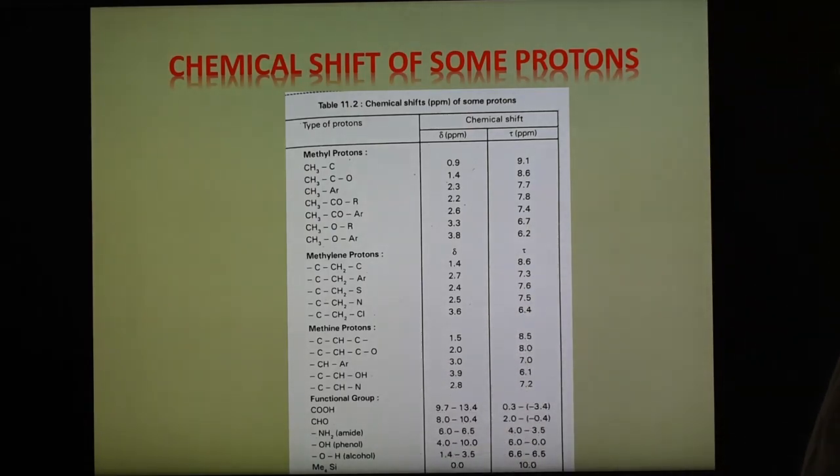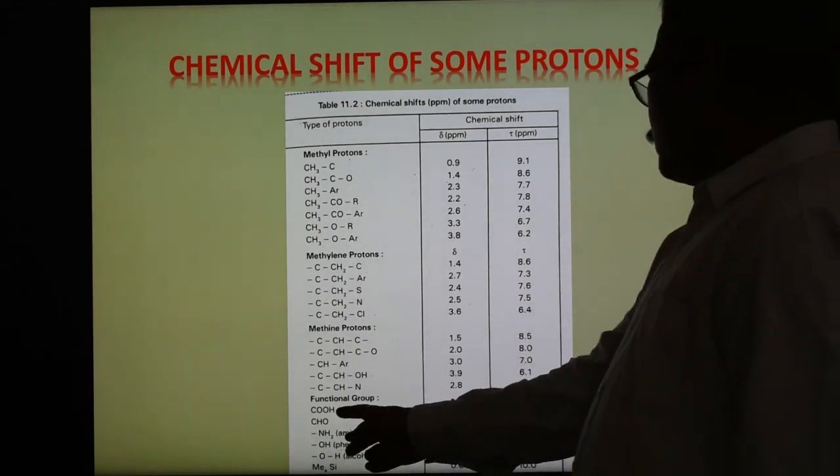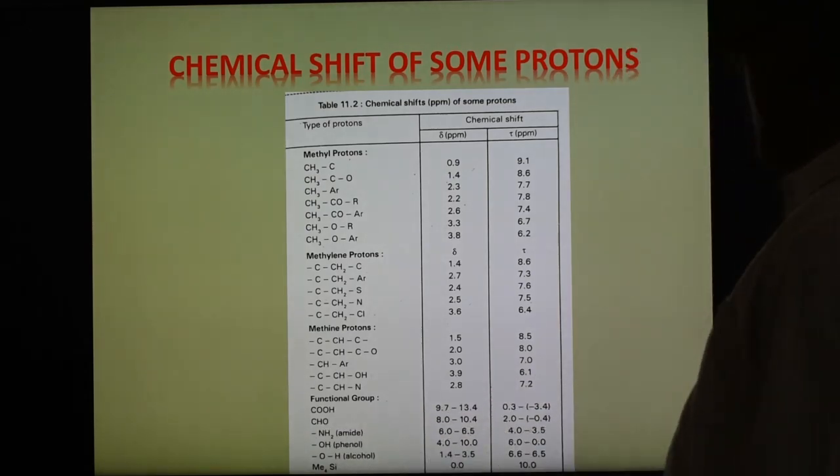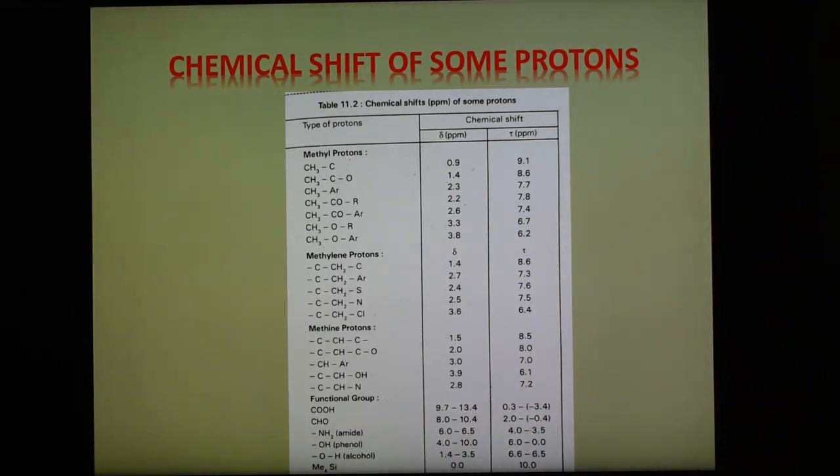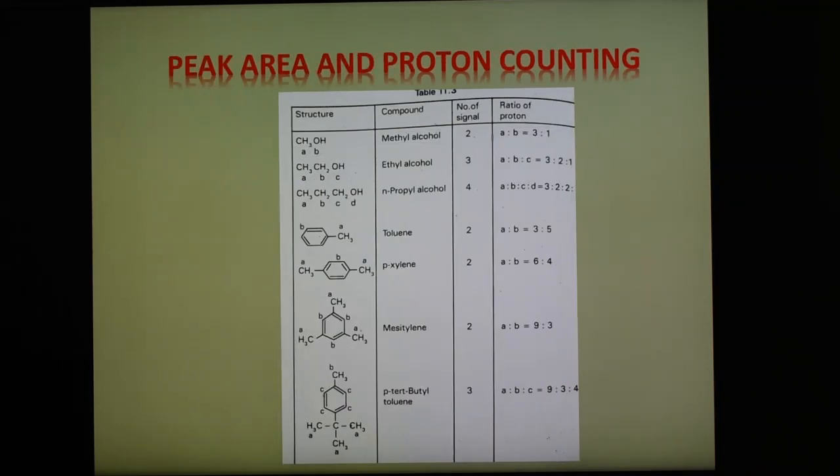Some functional groups are also shown here: COOH and CHO, amide, phenol, alcohol, and tetramethylsilane having the 0 delta ppm value. So these are some values of chemical shift of protons present in different groups.